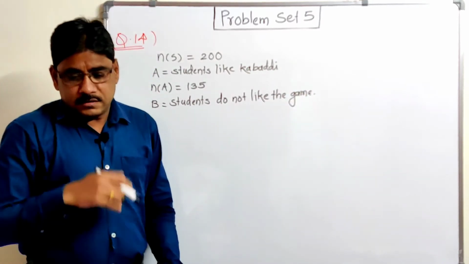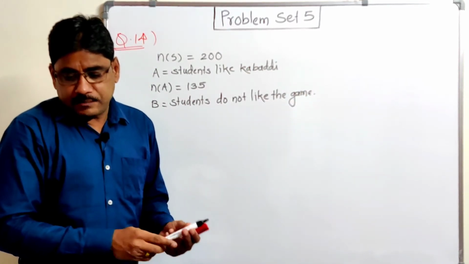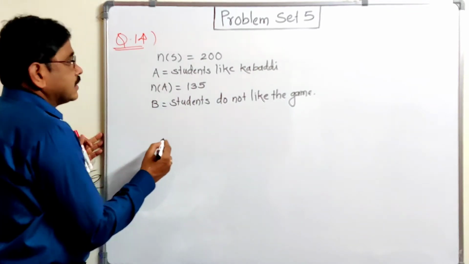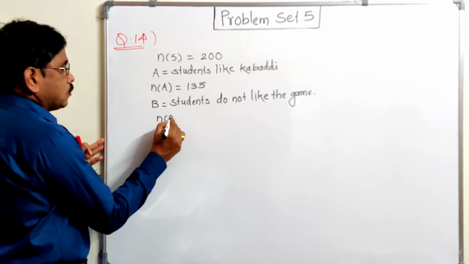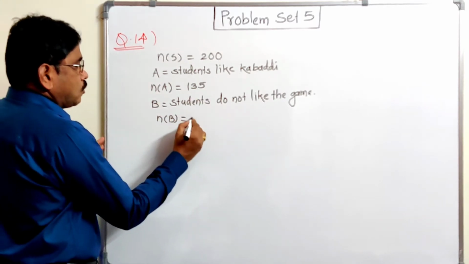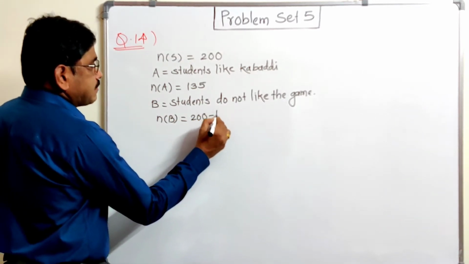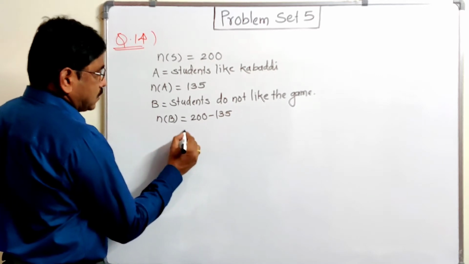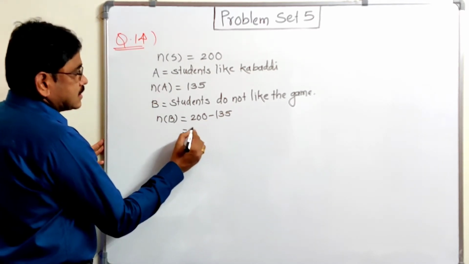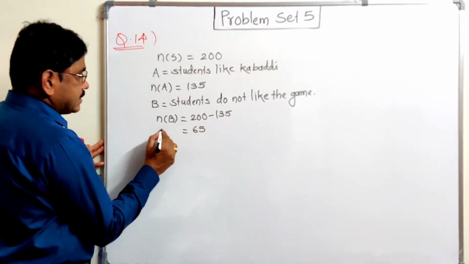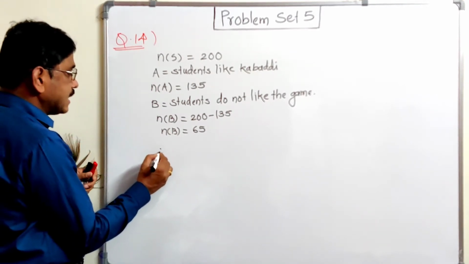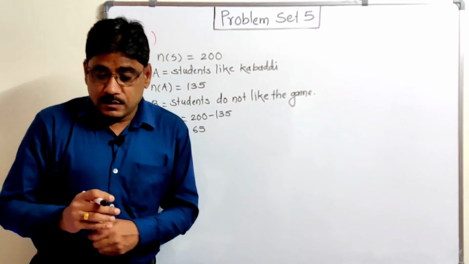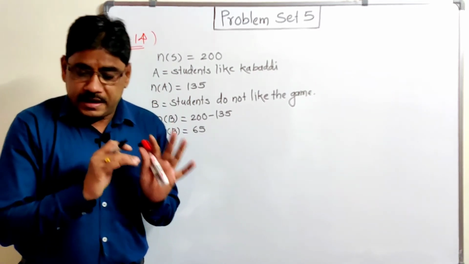So here the students do not like the game. If we have to select one student, then that probability, so here NB is equal to how many students? यह 200 total है, उसमें से minus 135 कर दो, so we get 65. So NB is equal to 65. Now probability of B that we have to find. The student which does not like any game.